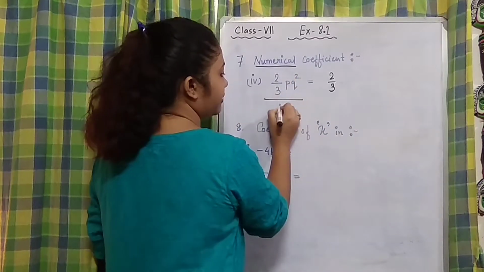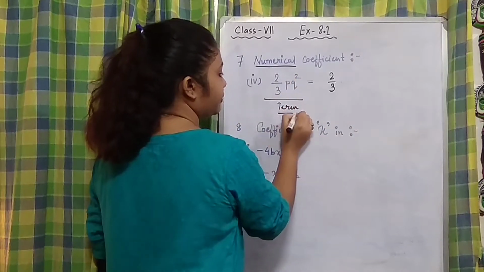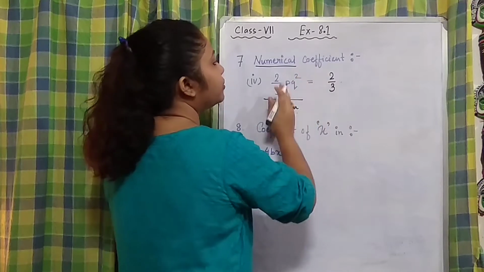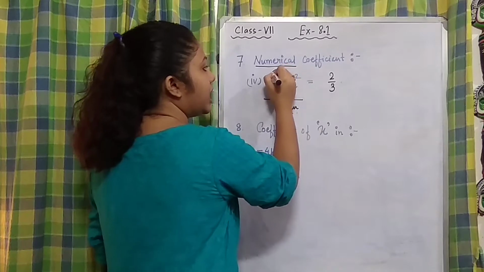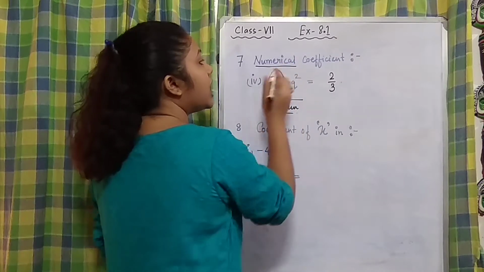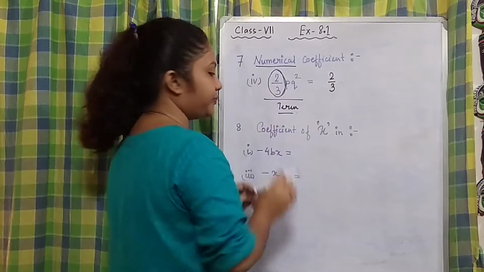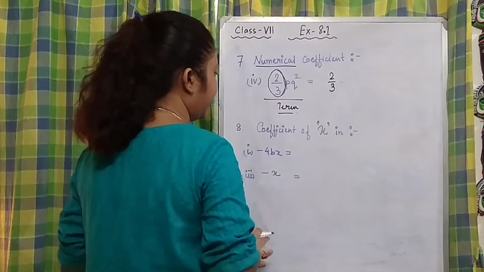This is a term itself, you know that, right? So from this term we get the numeral coefficient as 2 by 3, because 2 by 3 is the only number form or numeral present out there. Okay, now coming to number 8.